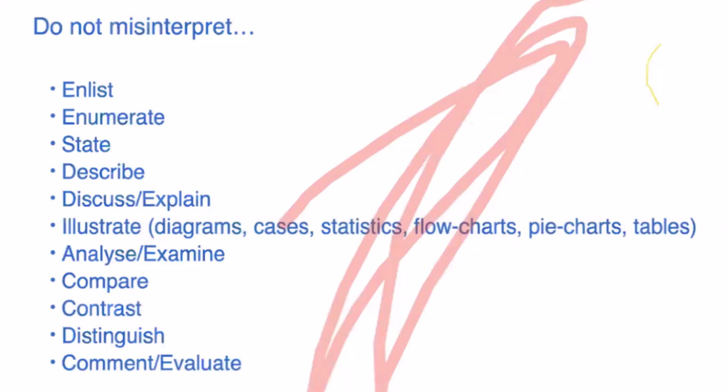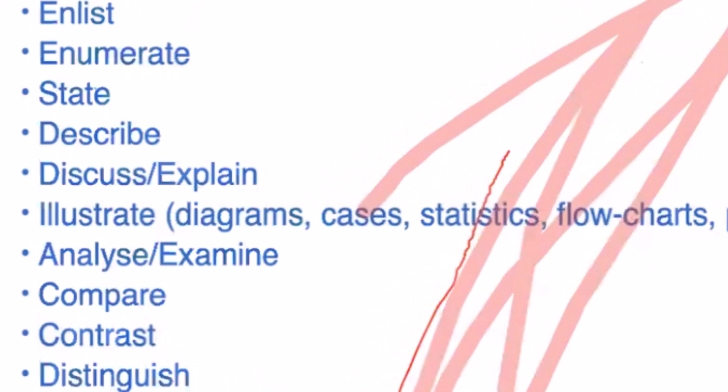Now, discuss and explain, they have been put in the same bracket, not because they are synonymous or anything. They are by no means synonymous. They are very different expressions, but they merit a long answer. And that is the only reason why they have been clubbed together. So discuss and explain is a long answer. State is a short answer. Illustrate is illustrate with the help of diagrams, tables, perhaps even case law. Then analyze and examine.